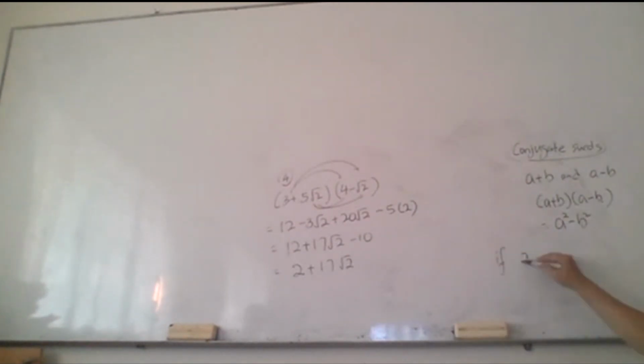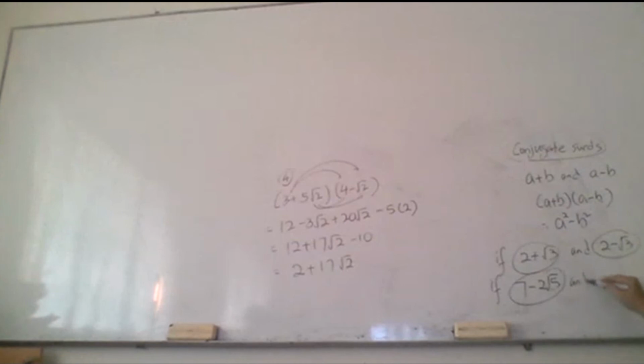So if one is 2 plus square root of 3, another one must be 2 minus square root of 3. One is plus, one is minus. If one is 7 minus 2 square root of 5, another one will be 7 plus 2 square root of 5. Okay, these are so-called conjugates. One plus, one minus. So the number and the surd are actually equal, only one plus and one minus.